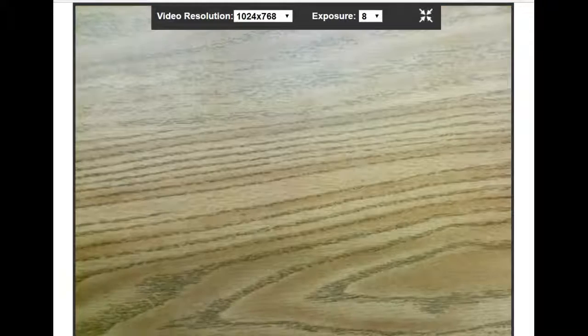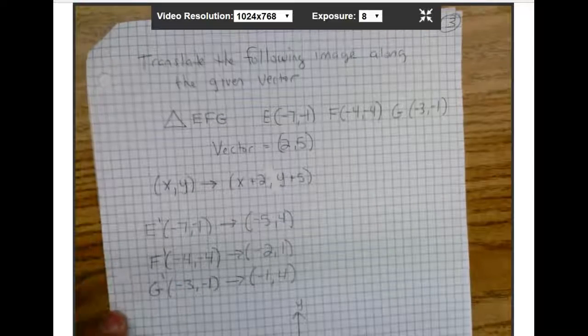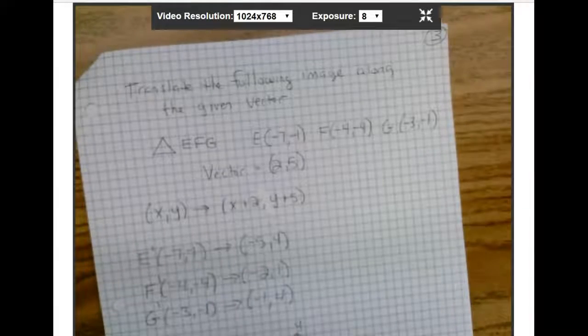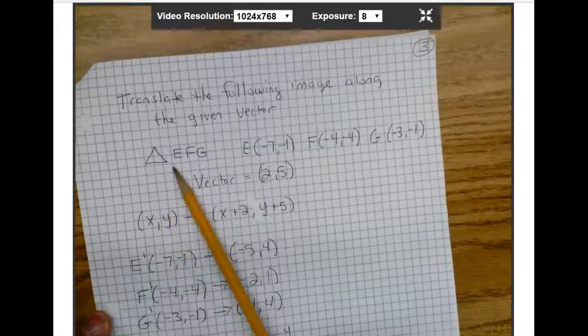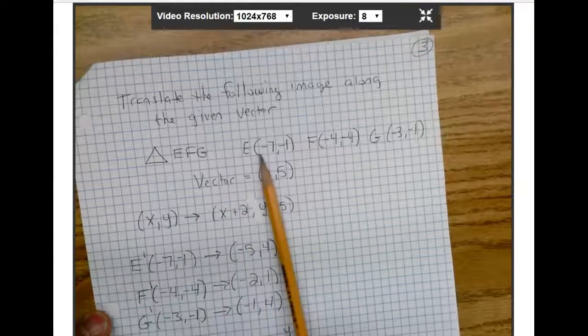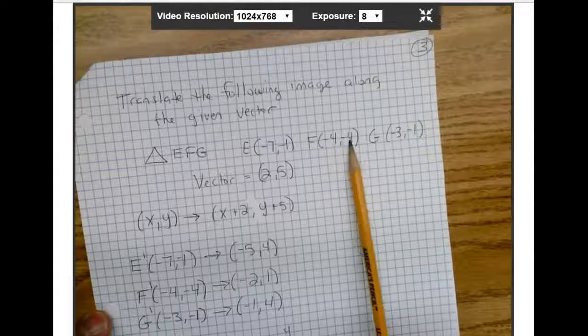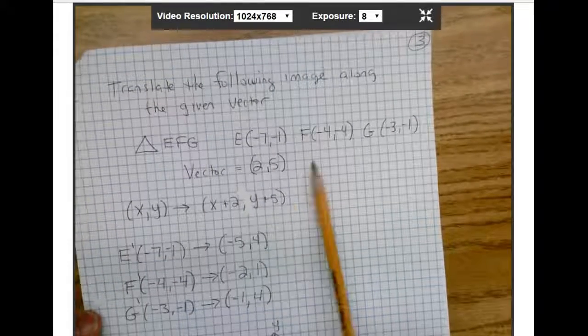Okay, so if we keep going, let's look at an example of this on some graph paper here, and then we'll move it as well. This says translate the following image along the given vector. So we have this original shape, EFG, and E is at point negative 7, negative 1, F is at point negative 4, negative 4, and G is negative 3, 1. So that's our original 3 points.